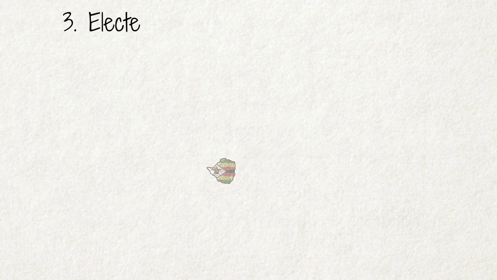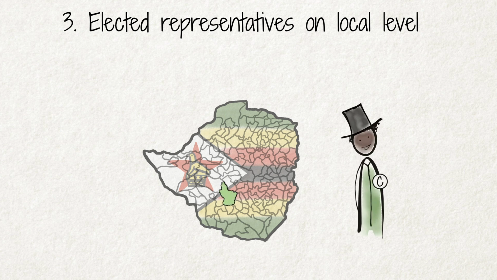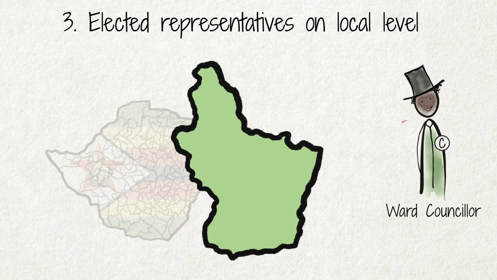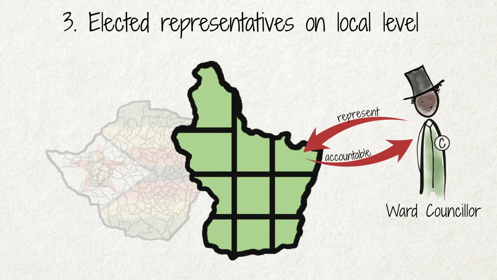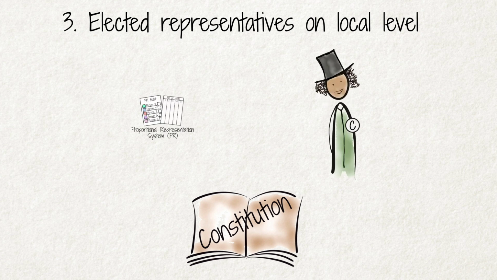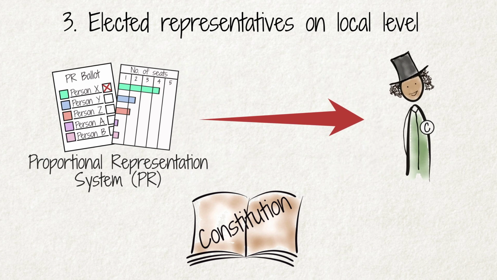3. Elected representatives on local level. Zimbabwe also has elected representatives at the local level of government called councillors. Currently, we only have ward councillors who are elected to represent specific wards and are accountable directly to the people living in that area. But the Constitution has now opened the door for councillors elected through the proportional representation or PR system. These PR councillors, who may only be women, are elected through their political parties.